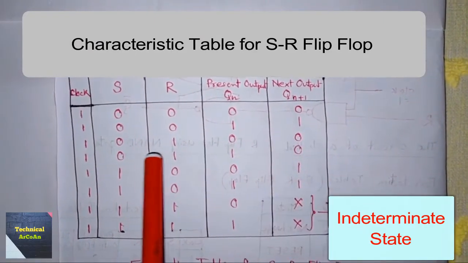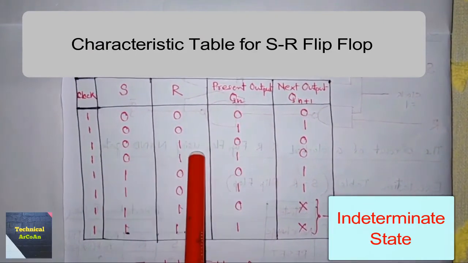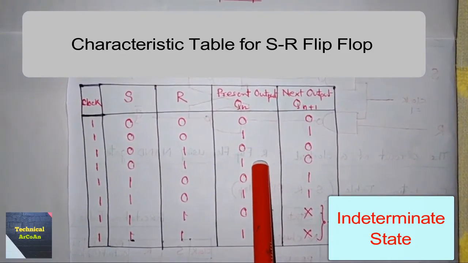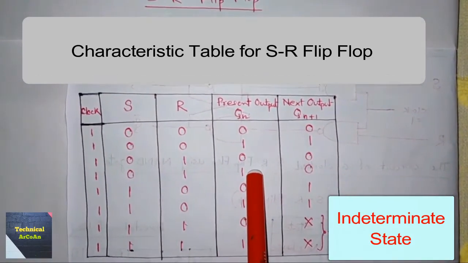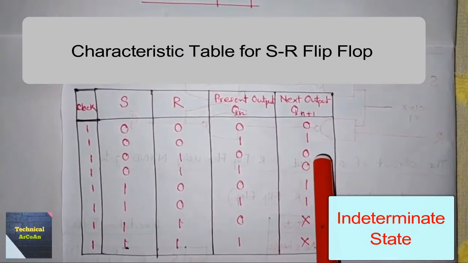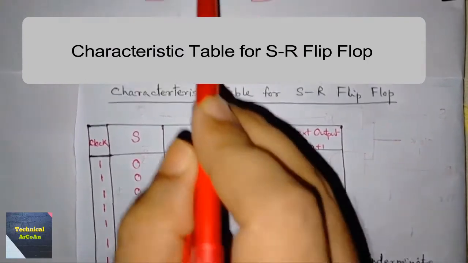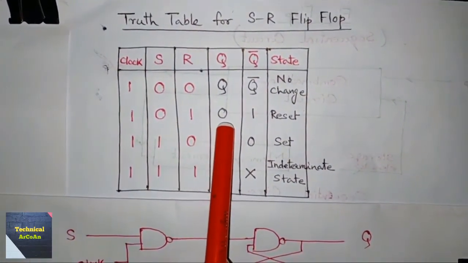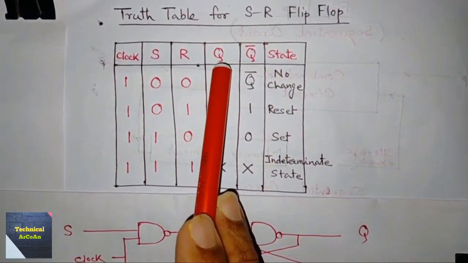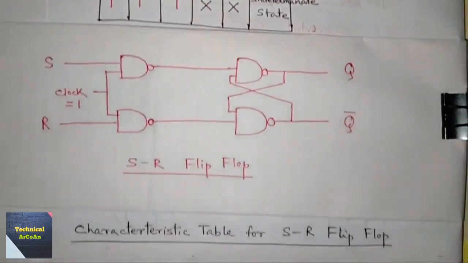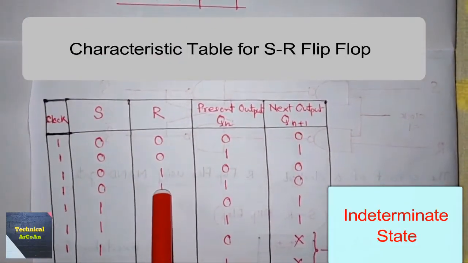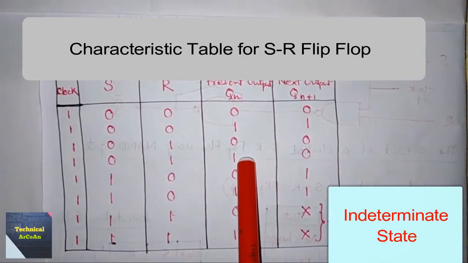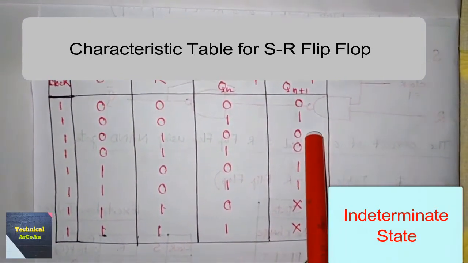For the next combination, 0 and 1, the same two possibilities exist, either 0 or 1. Whatever the present value may be, the next output should be 0. From the truth table, we know that when S and R are 0 and 1, we get Q value 0, whatever the value of Q. So for whatever present output, either 0 or 1, the next output should be 0.